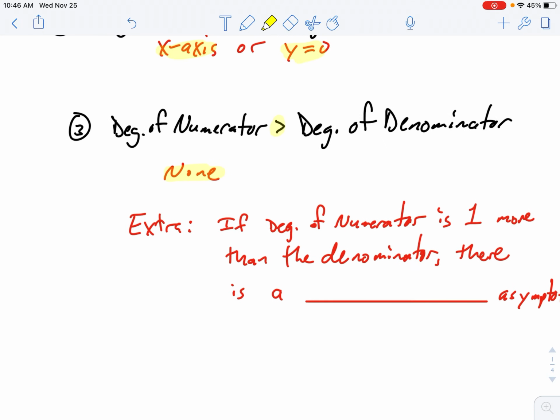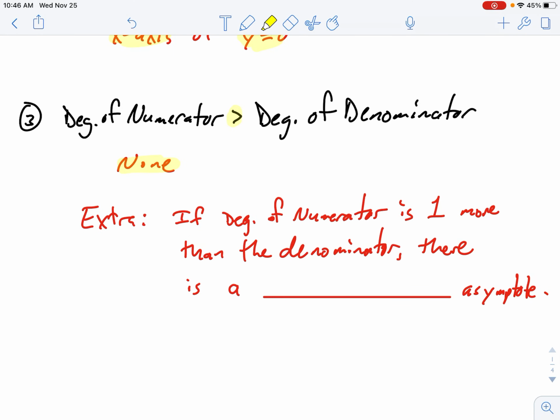A special little extra note: if the degree of the numerator is 1 more than the denominator, so that's still situation 3, the top is greater than the bottom, there's no horizontal asymptote. But if the numerator is exactly 1 more than the denominator, for example x cubed over x squared, then there is a slant asymptote, which is also sometimes referred to as an oblique asymptote. That's not really part of the lesson, but it is a fact. It's part of mathematics, so I thought I would throw that in here.